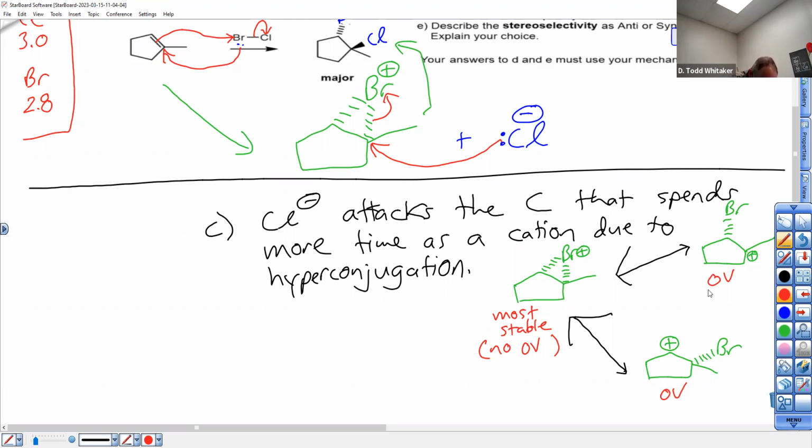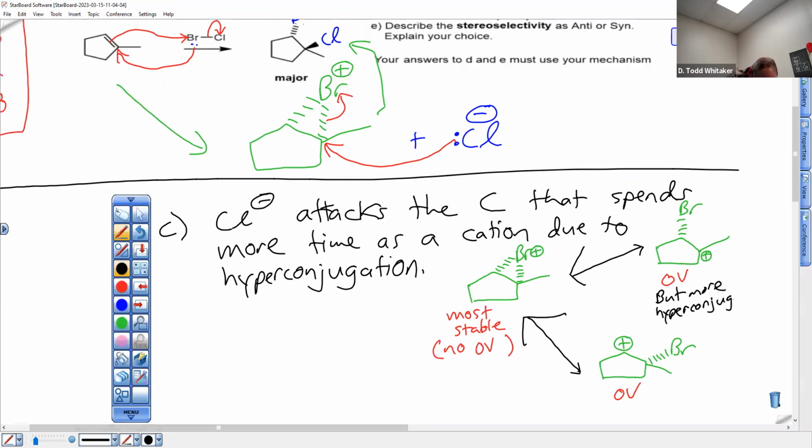More hyperconjugation, right? Hyperconj. That's short for, well, it's a new word. I shouldn't short form it at all for about a week. Hyperconjugation. So that's why we go to the more substituted carbon, because it spends more time with a plus right there. See it? You don't have to show me the picture on the test. This whole exercise is to help you remember why we're doing the steps that we do. Okay?